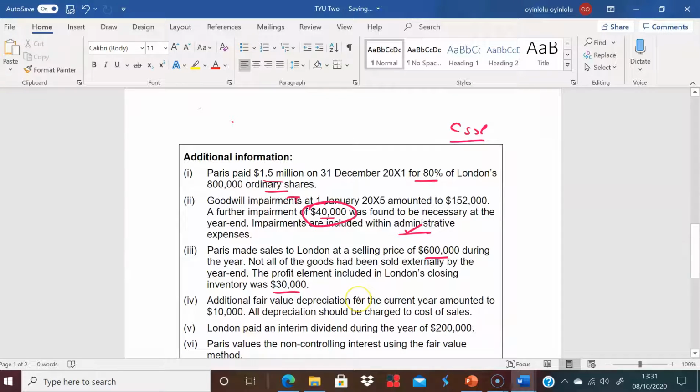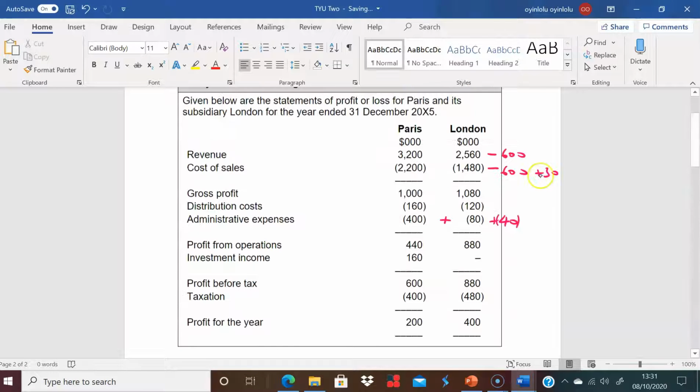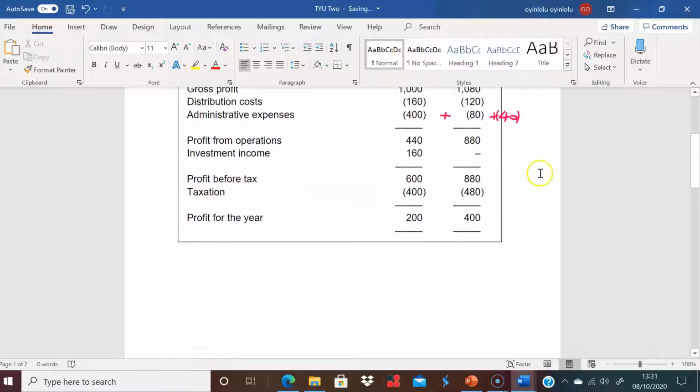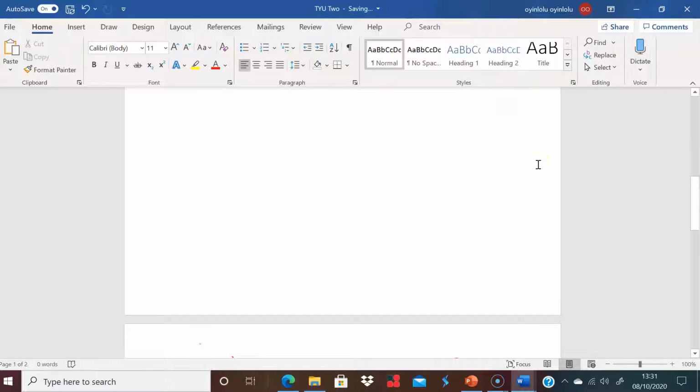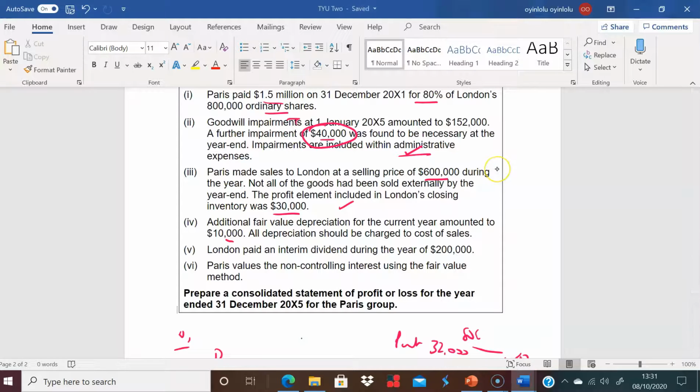Then it says additional depreciation for the current year amounts to 10 grand. All of that should be charged to cost of sales. So I have my additional depreciation as a result of revaluing London, 10 grand. So when we come to look at the subsidiary, we need to think about that 10 grand again. That's important, because that's working two, isn't it? Remember, that's working two. And that's an adjustment we need to put through.